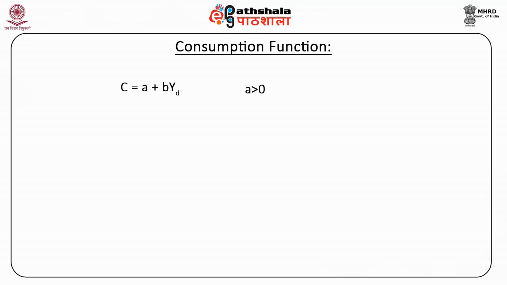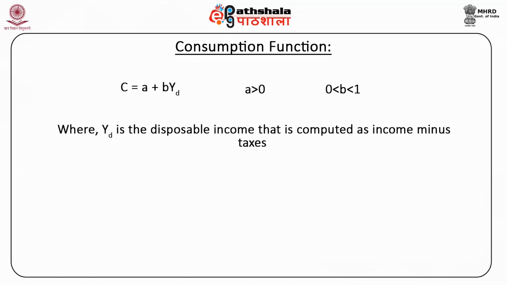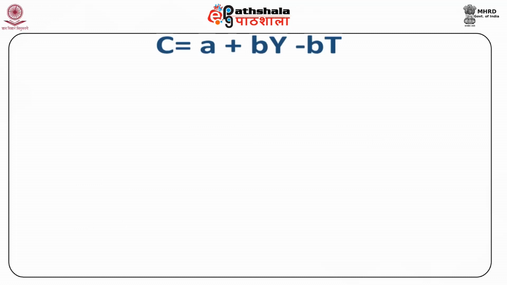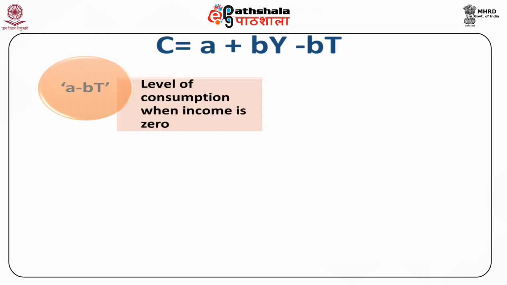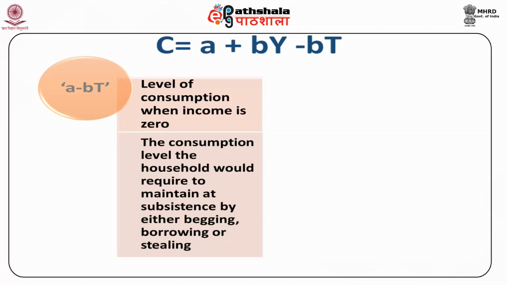A is greater than 0, B is between 0 and 1, where YD is the disposable income that is computed as income minus taxes. C = A + B(Y - T). C = A + BY - BT. The intercept A - BT is the level of consumption when income is 0. This is the consumption level the household would require to maintain its subsistence by either begging, borrowing, or stealing.